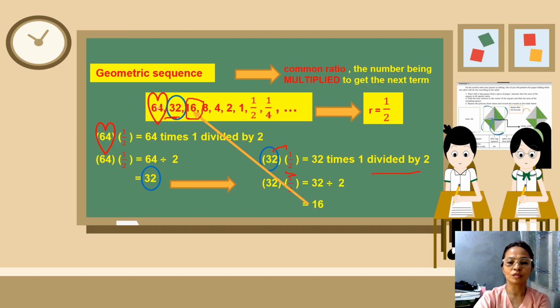The common ratio is represented by r. So this is the common ratio, 1/2. We use 1/2 as the number we multiply to 64 to get the next term. We do not add here in a geometric sequence to get the next term. Instead, we multiply.